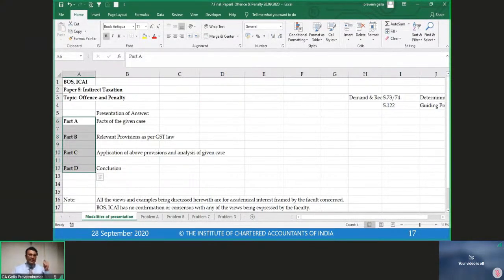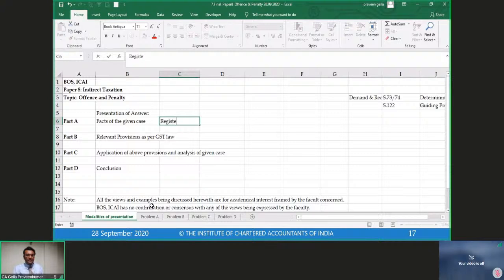The first part, which I call part A, deals with the facts of the given case. Whatever problem is there, you try to explain the provision in simple language. Don't write the entire question as it is in your part A. Take the relevant facts, like a registered person, like a person or C.